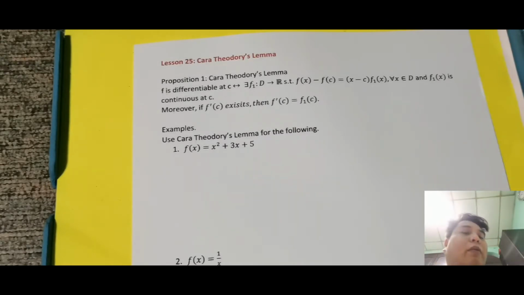Ito na yung lesson 25 sa ating advanced calculus. Ito na yung Caratheodory's Lemma. So ano ba sinasabi? So proposition number 1 para dito sa ating differentiability. So proposition 1, that is the Caratheodory's Lemma.